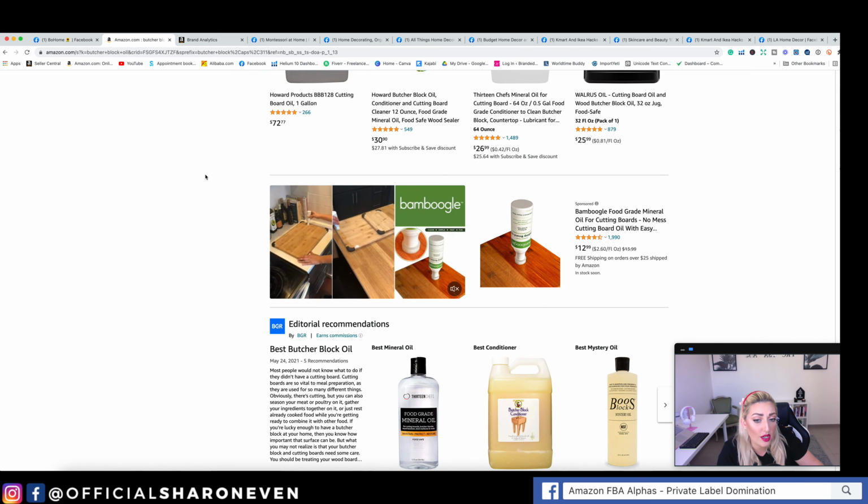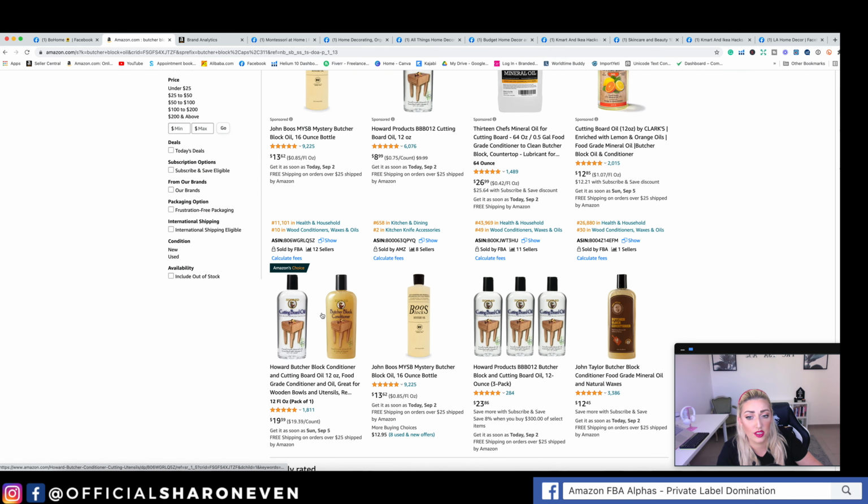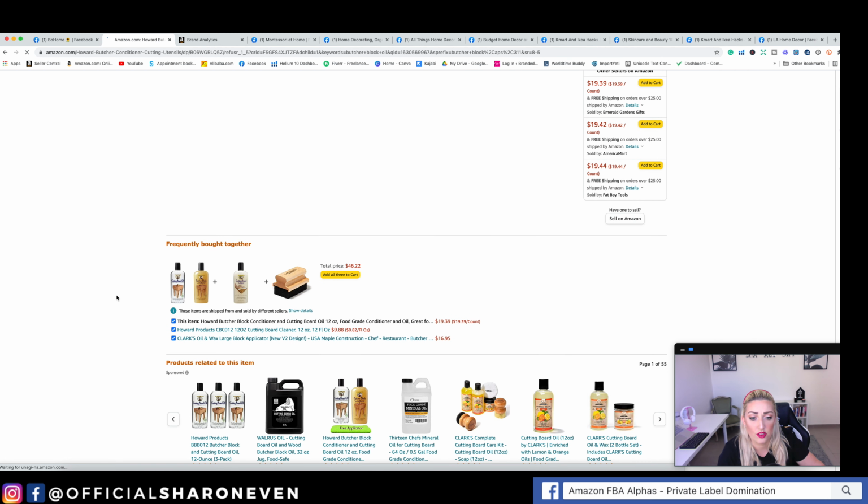I could look at other products as well. I could look at the frequently bought with. So for example, let's click on this one. Okay, frequently bought with this, where'd it go? This little, what is it? Wax large block applicator. Okay, I don't really know what that means. Some of you watching this may know what it means.